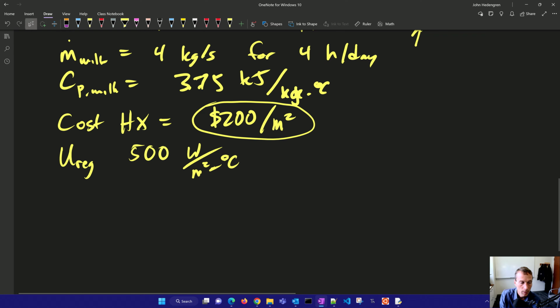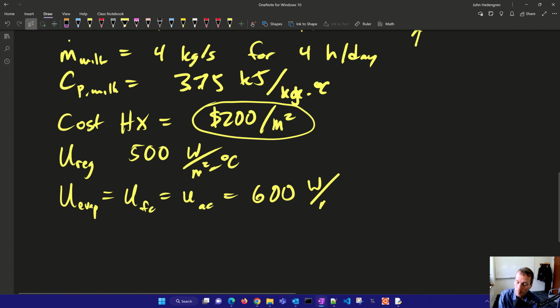And then we have the U values for the evaporator, the U value for the fore-condenser, and the U value for the after condenser, which is going to be a little bit more. Sometimes you have to have thicker plates for the regenerative heat exchanger, so you have maybe less of a heat transfer coefficient. So these you get a little bit more.